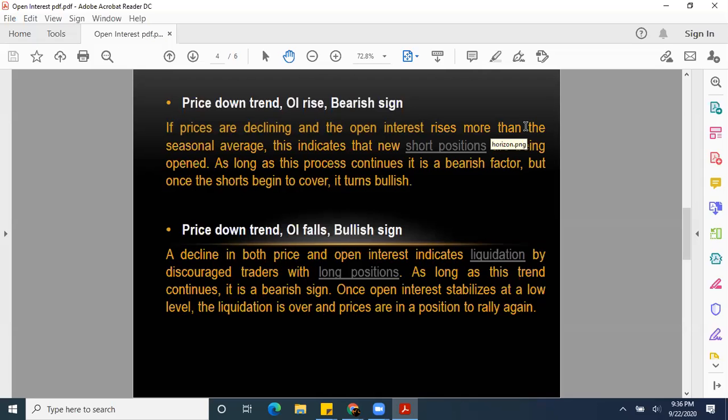Remember, open interest means that new buyers and new sellers are coming into the market. One buyer, one seller, positive open interest. So when price is declining and open interest is rising, it means new short positions are being opened by the commercials. And that means we should continue to sell. As long as this process continues, it is a bearish factor, right? It is a bearish factor.